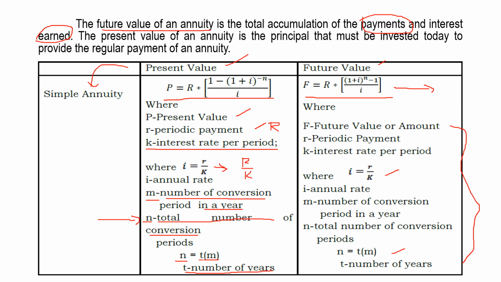So for the future value, that will be equal to R multiplied by 1 plus I raised to n minus 1 all over your I. So here, your F is your future value. Your big letter R in your formula is your periodic payment. So it's a typographical error here, it's a big letter R. So your K is the interest rate per period. It is always given in the problem for us to compute the value of the annual rate, which is your I.